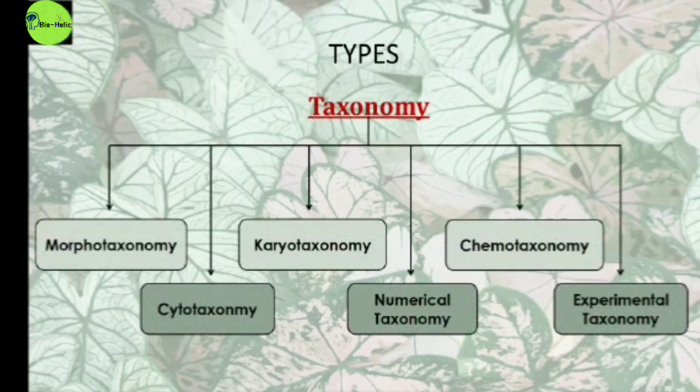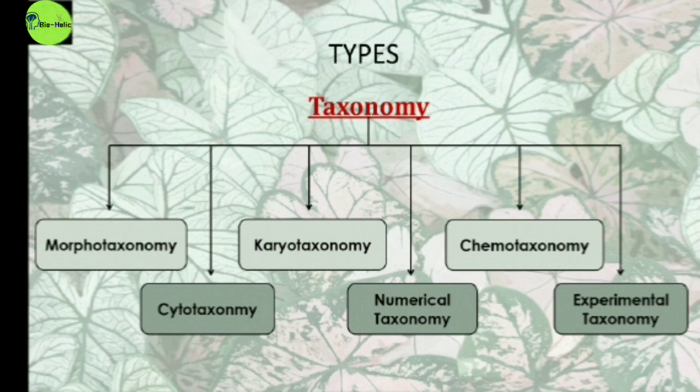Next one is the types of taxonomy. There are 6 types of taxonomy. First one is the morphotaxonomy, which is the classification of organisms according to their morphology. Second one is the cytotaxonomy, which is the classification of living organisms according to their cellular structure. Here, cytochrome C is the main basis of classification.